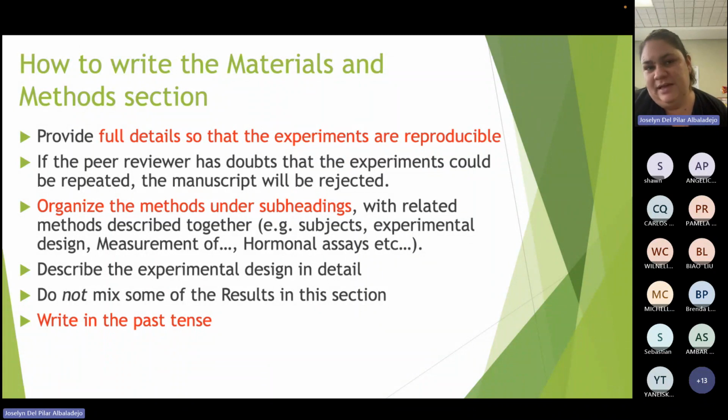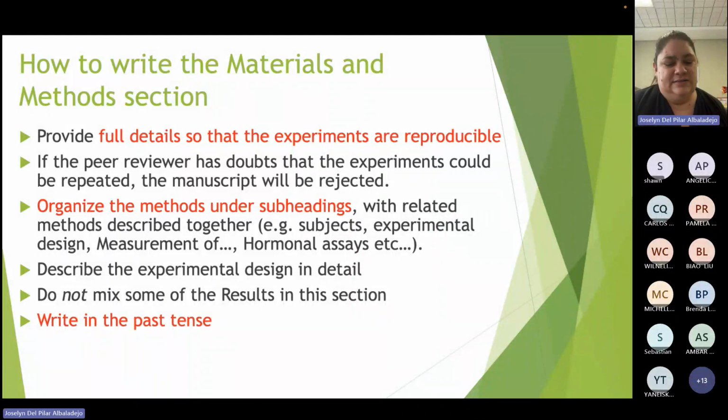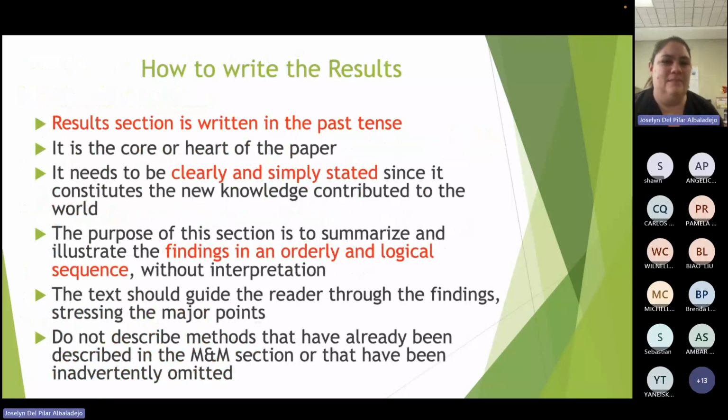Assembly of protein A and B. Characterization of protein A and B. So you can have an organized section for these. You do have to describe your experimental design, and it is written in past tense because you already did it. That's why you're publishing it, right? Other things to consider: it should be clear and simply stated. Like I said, it should be in past tense.